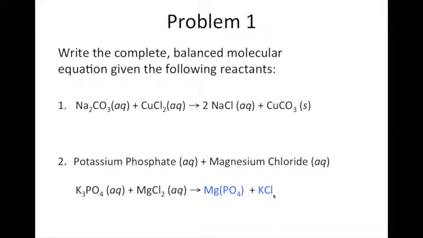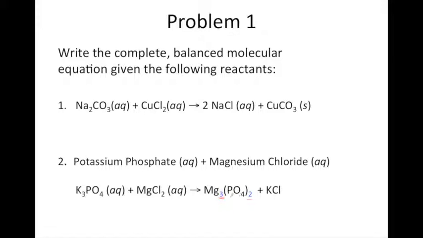Now the second step, I look at the charges. My magnesium is a +2 and phosphate is a -3. So I'm going to have to pair those up. I'm going to have to put a 3 subscript and a 2 for the phosphate. So each magnesium has a +2. I need 3 of those. My phosphate's a -3. I need 2 of those.